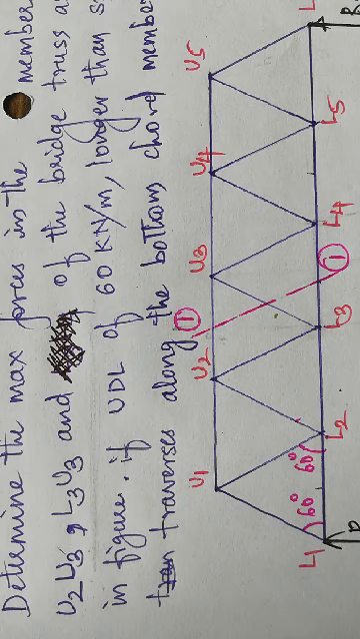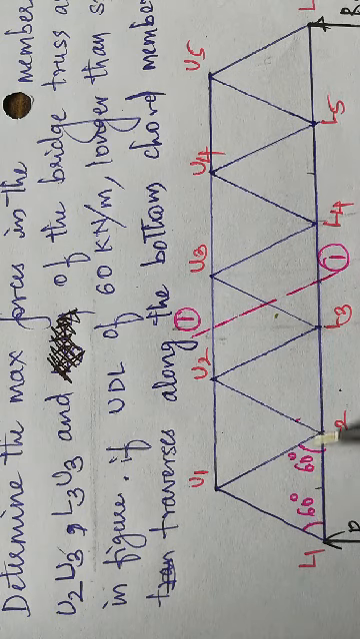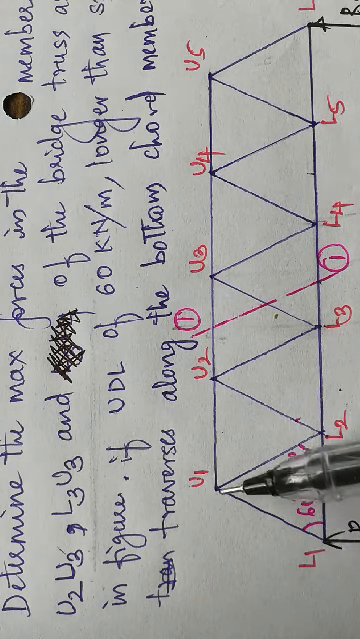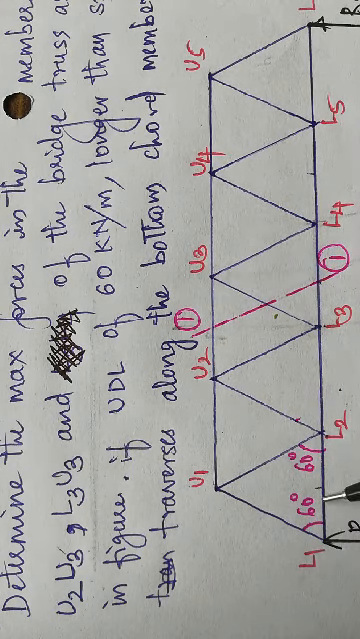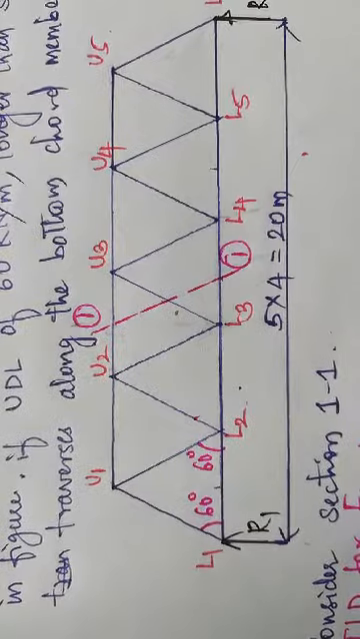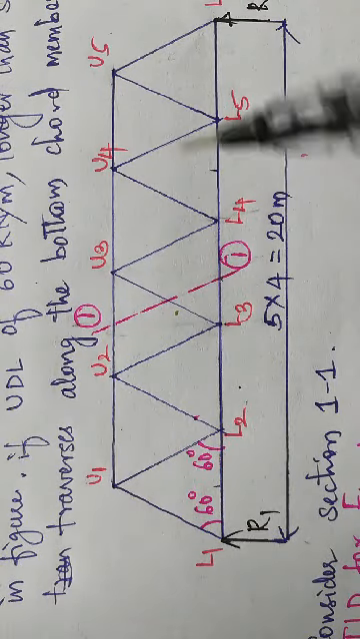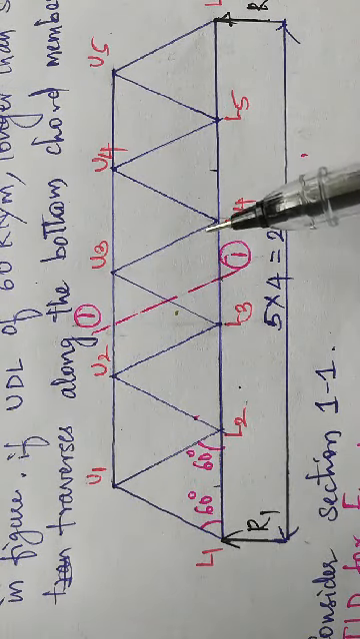traverses along the bottom chord members. Here the vehicle is moving on the bottom chord members. In the previous example it was on the top chord members. Now in the present example it is moving on the bottom chord members. So this is the problem given to us.